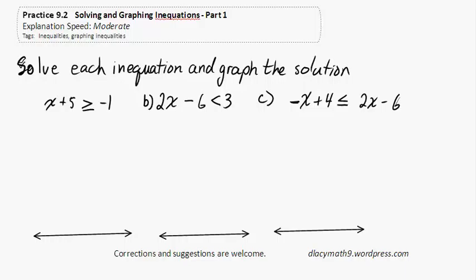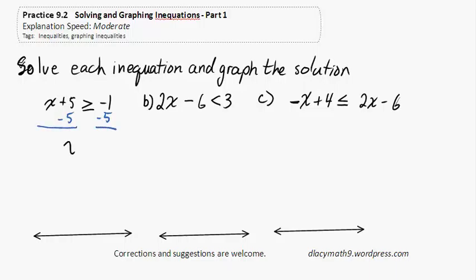Well, I see that we have a greater than or equal to right here, a less than, and a less than or equal to. Now, solving these is exactly the same way as we would solve equations. In the second video, the next one following this, we'll have one difference, but for now, all I need to do is subtract 5 from both sides of this equation.